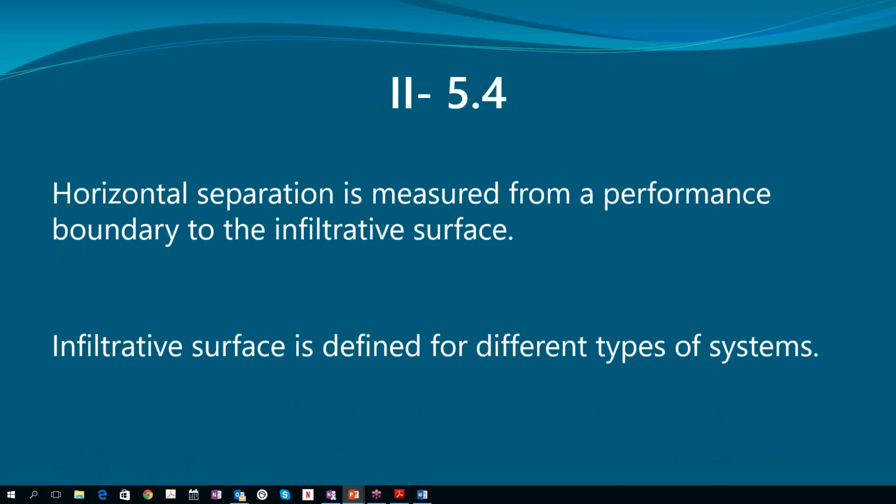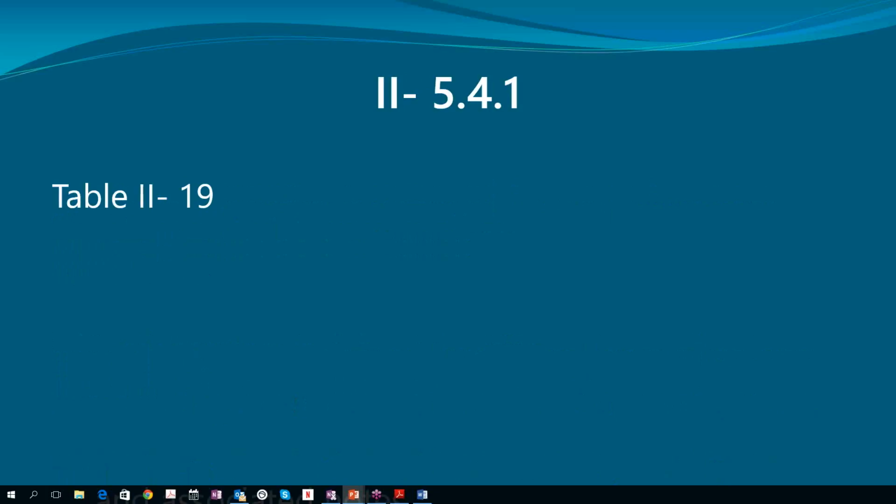Horizontal separation. Table 219, again, because I'm running out of time, I'm just going to point out that that's the setback table, and it defines water bodies, ditches, drains. It talks about when a ditch is a breakout or not. It talks about where to measure the setback to the ocean and a lake. Ocean mean high tide, lake high water.